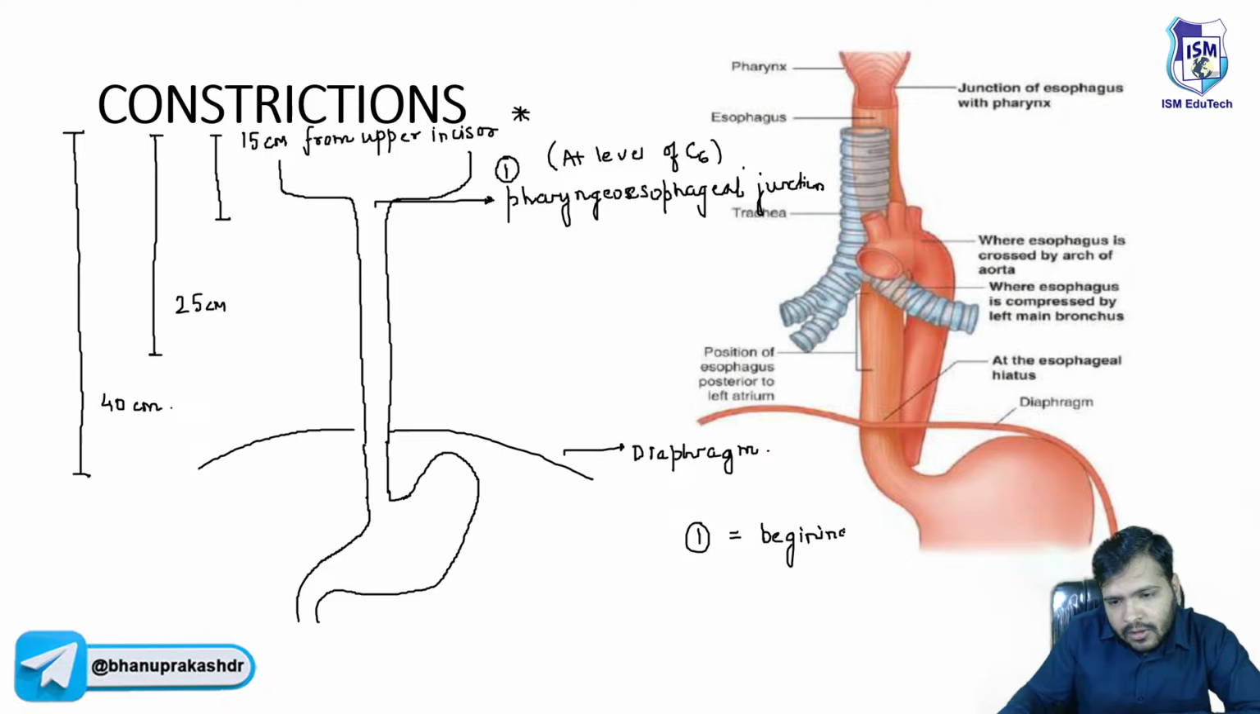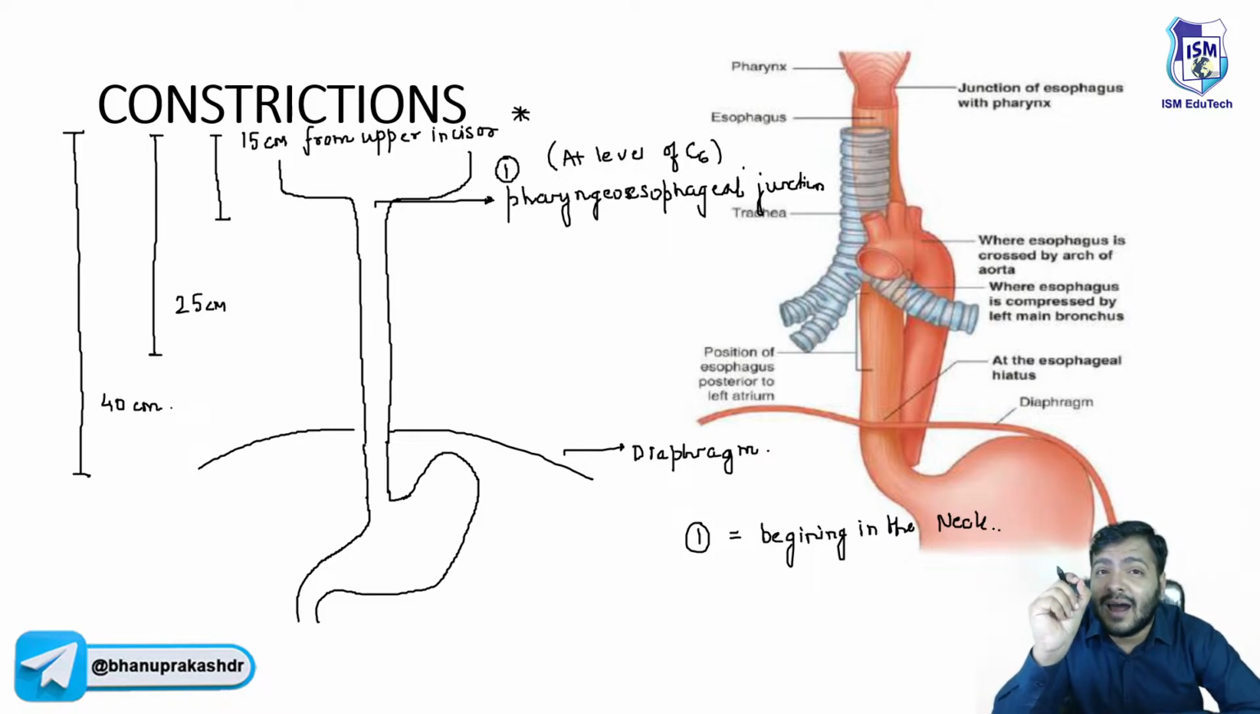When I say beginning of the neck, it is 15 centimeters from the upper incisor, exactly opposite the pharyngeo-esophageal junction. Beta, these constrictions are the most common site where any foreign body gets stuck, for example when a child takes something in his mouth and it gets stuck in the esophagus. So there are 3 points the operating surgeon will look at where it can get stuck. These are the 3 constrictions in the esophagus.